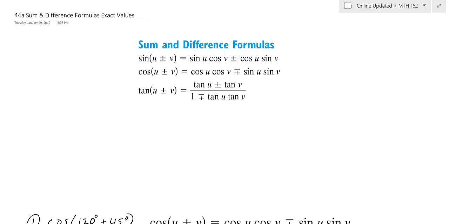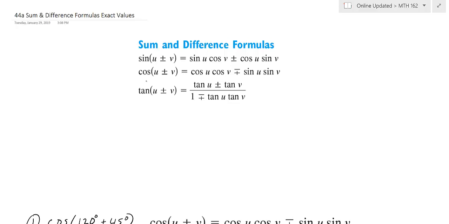So if we're trying to find the exact value here, we can use the sum and difference formulas to help us do that. One thing I do want to point out, you'll notice this says sine of u plus or minus v. That means we could read this as the sine of u plus v, which would be equal to sine of u times cosine of v plus cosine of u sine of v. If our problem was the sine of u minus v, then we would use sine of u cosine of v minus the cosine of u sine of v.